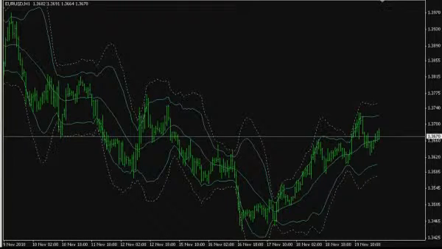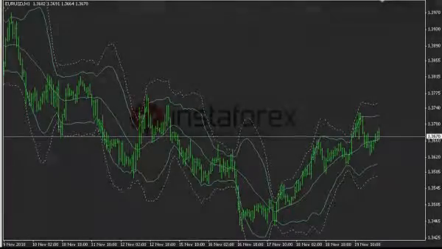This was a review of the Bollinger Bands indicator and the ways to employ it when trading.